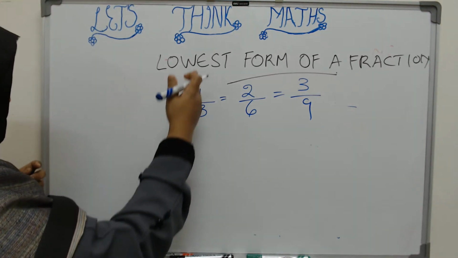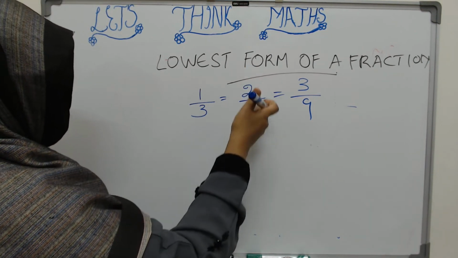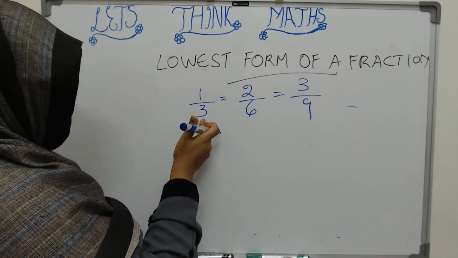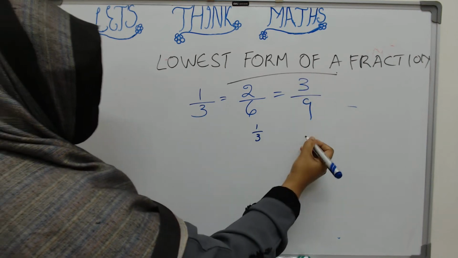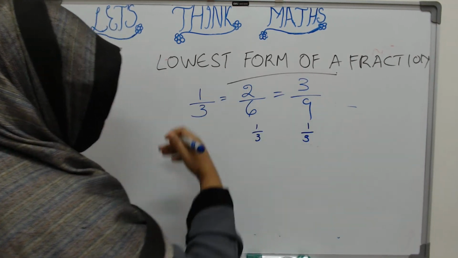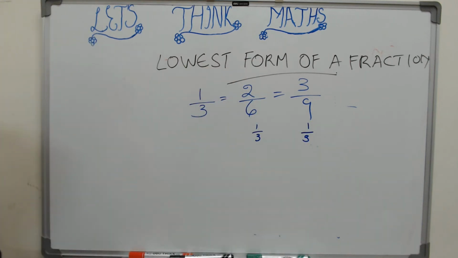Again, if you see, this is in its lowest form, and if you divide both the numerator and the denominator by 3, again this can be reduced to 1 by 3. And look at this, this again can be reduced to 1 by 3. So this will all fall in the same family of equivalent fractions.